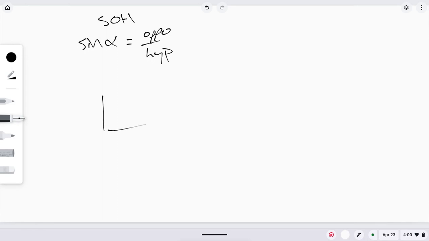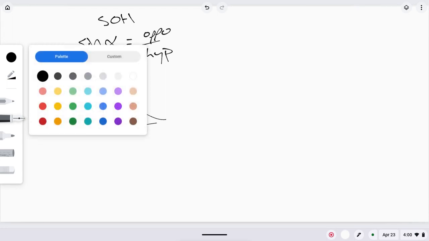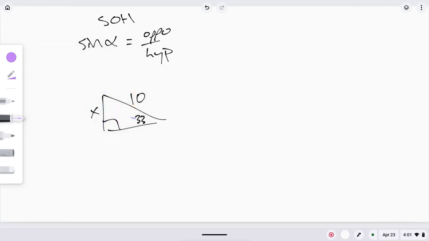If I have a triangle, like that first example, top left, with x, 10, and 33 degrees. I'm going to set this up by taking, right, this 33 is opposite x. That's why x goes on top, right? 10 is my hypotenuse, so sine of 33, because that's what alpha is, my angle, is equal to x over 10.